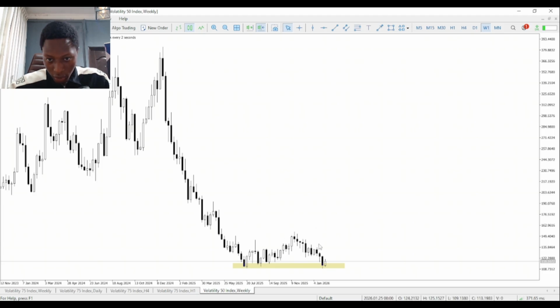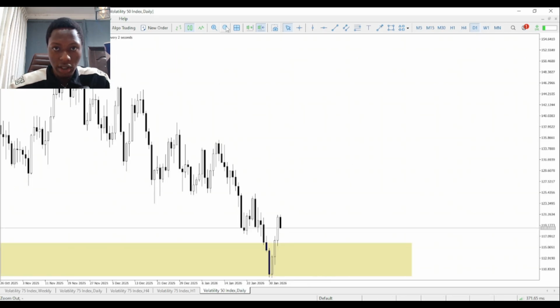So what is the weekly doing currently? What are we expecting for this new week? Do we expect a rejection of this bullish candle of a sell, or do we expect price to keep buying to the upside? You understand? So now let's dive deep. Let's go to the daily time frame and see what is going on.